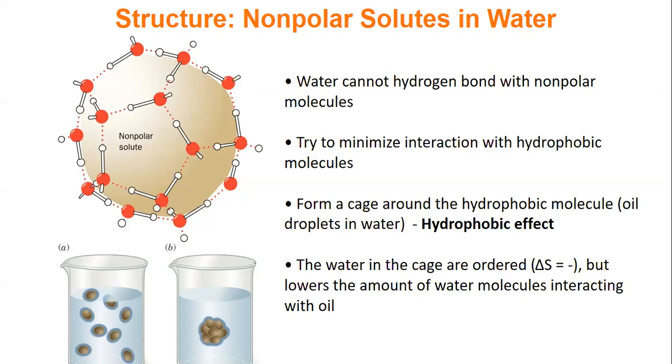So a common misconception about the hydrophobic effect is that the oil doesn't want to interact with the water. And that's not true. Oil doesn't care. Oil would be happy to interact with the water and it would be happy to interact with itself. It's the water that does not want to interact with the oil because it can't hydrogen bond. So what's going to happen is that all these oil nonpolar molecules are going to be pushed together, and you're going to form a cage around your nonpolar molecules. And this is called a clathrate. So you're going to form a cage-like structure of water around the nonpolar molecules.